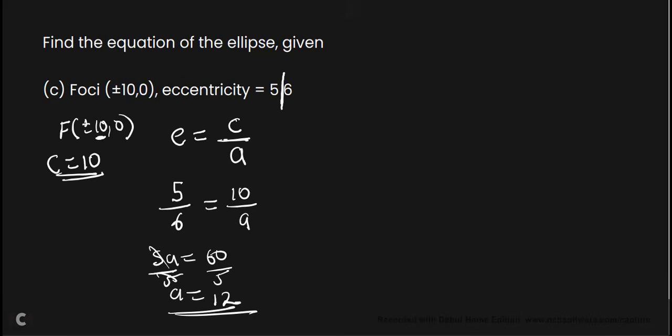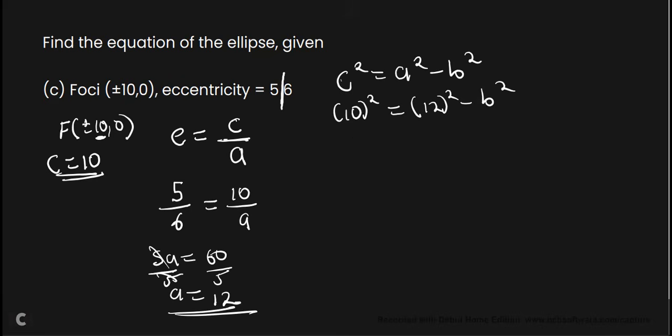We can calculate now, which is C squared equals A squared minus B squared. What is your C? It's 10, equal to, what is your A? So B is the one that you find.